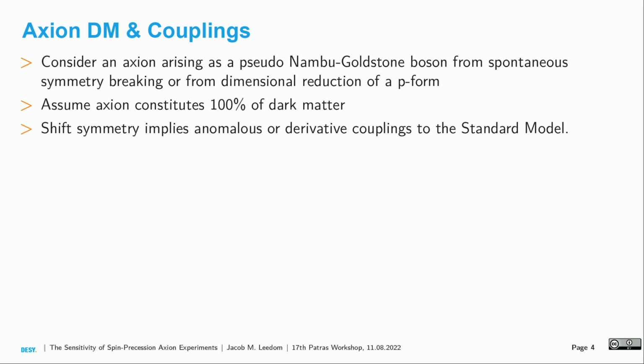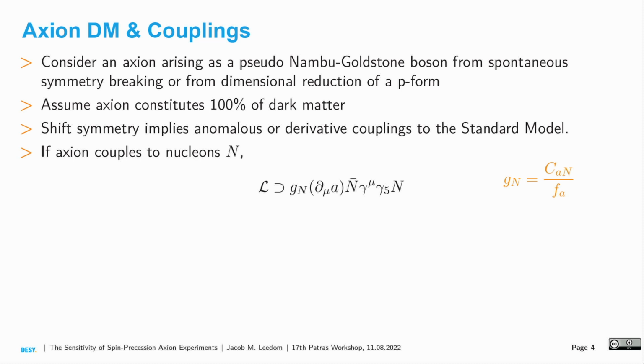The anomalous couplings are the axion-photon sort of couplings that we describe when we're talking about the helioscopes and haloscopes for the photon coupling. And then the derivative couplings are what we look at for nuclear magnetic resonance experiments. So in particular, if axions couple to nuclei, then we'll have a term like this in our Lagrangian. g_N will be a coupling constant that is inversely proportional to the axion decay constant, and then there's some order 1 factor here in this C_N.